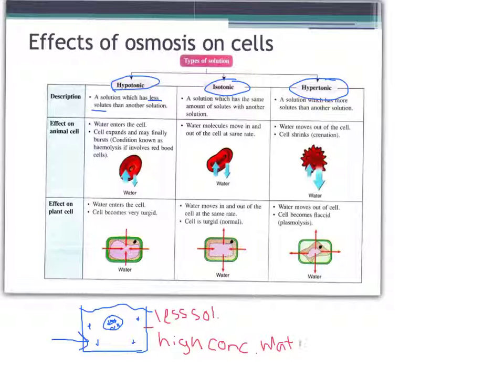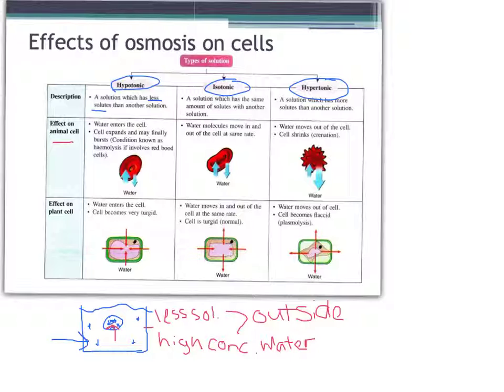So if we think of the movement of the water, it's going to move from a high concentration to low. And remember, these right here are the outside. It's not what's going on inside the cell, it's what's going on in the outside, in our little beaker. So remember, in osmosis and diffusion, things are going to move from high to low. So we have a high concentration of water, so that's going to try and move into the cell. So our effect on the cell is that water is going to enter it, and the cell is going to expand and might actually burst.